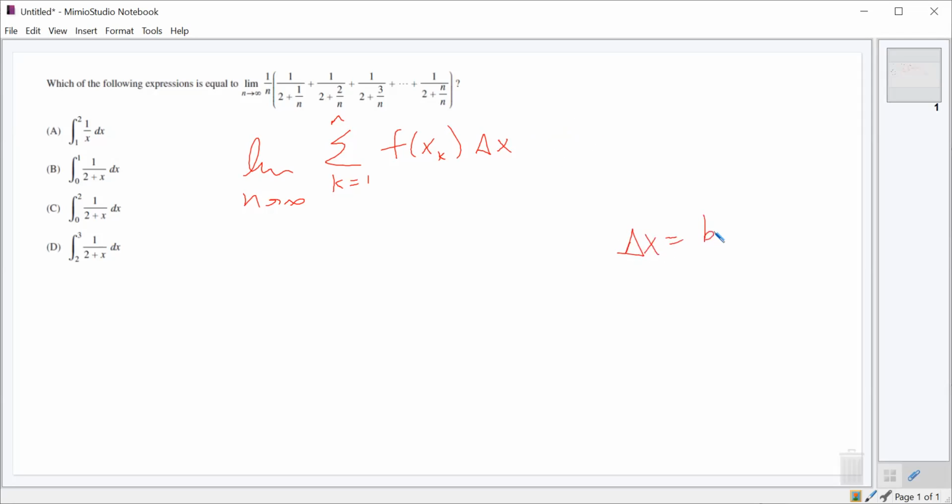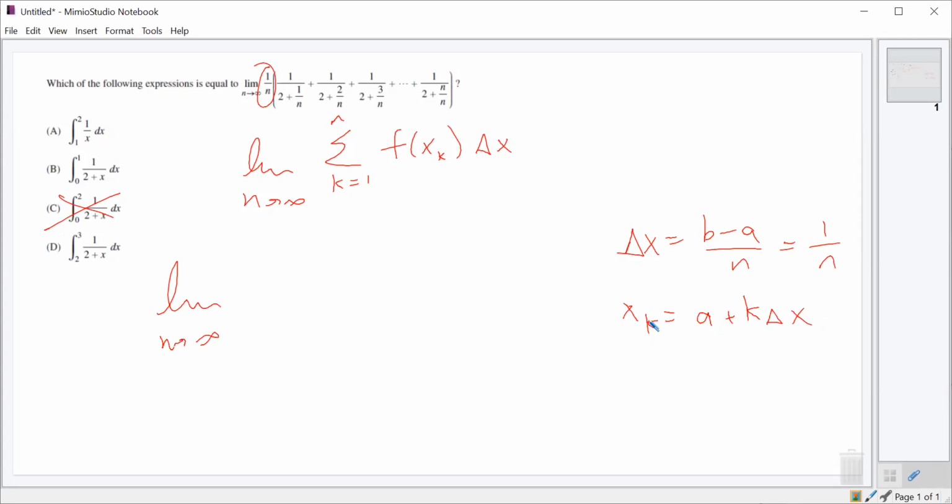Delta x, remember, is always b minus a over n, and x sub k is always equal to a plus k delta x. And so really then what we're looking at is a limit as n approaches infinity. Our delta x is b minus a over n, so that's this 1 over n. So b minus a needs to equal 1. So if we look, that eliminates choice C.